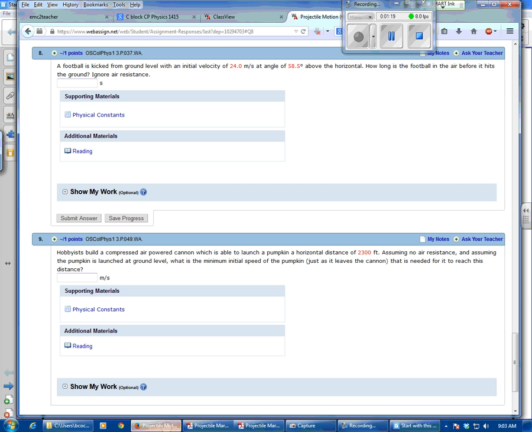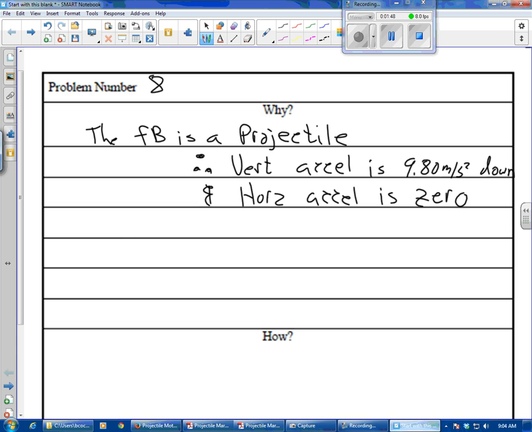So that's going to be true of all projectiles. Now what I would look at is the problem a little more carefully and notice that its initial velocity is both vertical and horizontal. And I'd notice that it's kicked from the ground and lands on the ground. So those are 2 things that I would note in my Y.